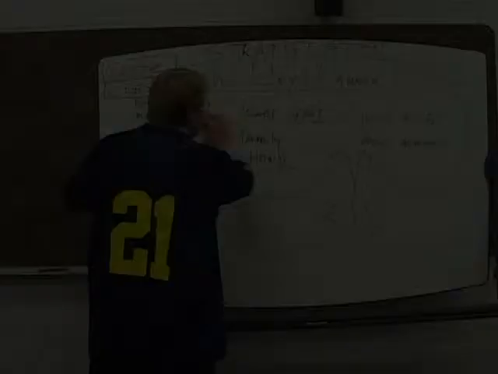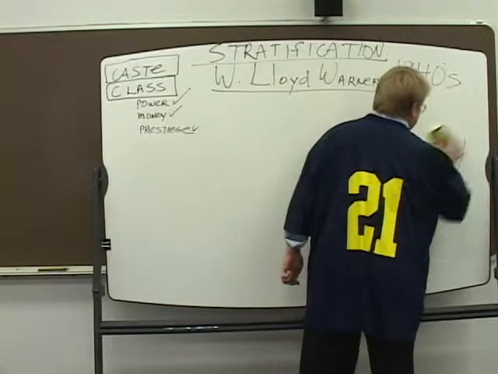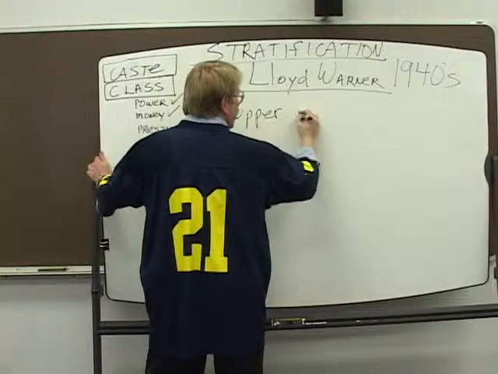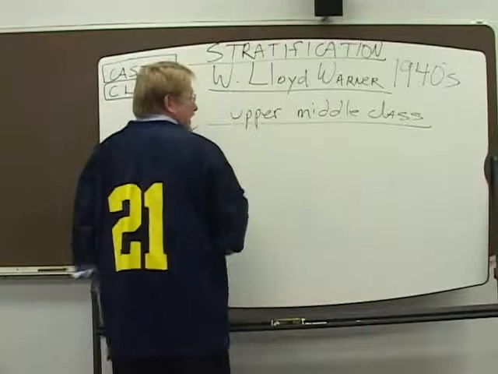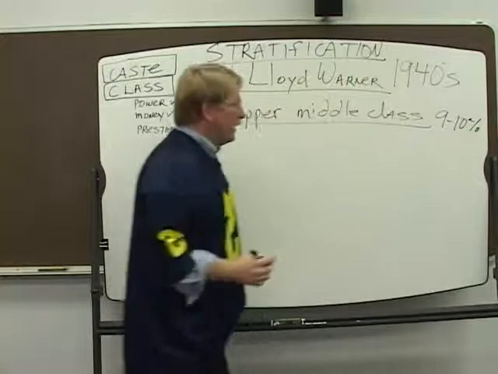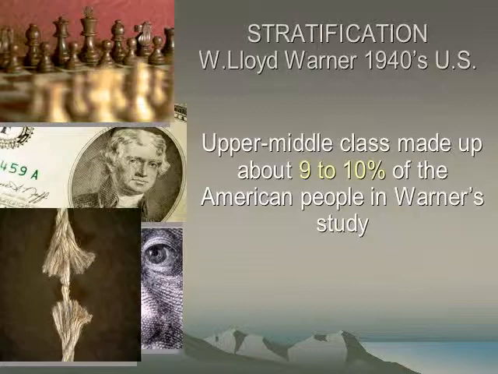The third group, we've only covered 1% of the population. We've covered a huge amount of the wealth. The third group is the upper middle class. And the upper middle class make up about 9 to 10% of the population. And these are the people we typically think of in the fancy suburbs and that have new money as well.